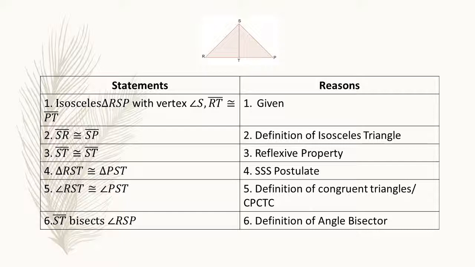For number 5, we have angle RST is congruent to angle PST by the definition of congruent triangles or by CPCTC. Finally, we have line segment ST bisects angle RSP. That is by definition of angle bisector.